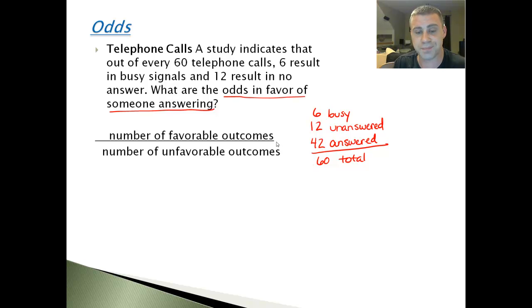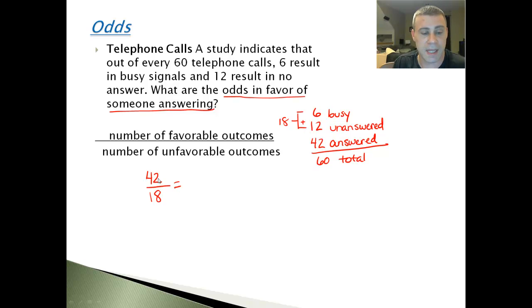Basically, when you add the top and bottom, most of the time it should come out to be whatever your total is. So our number of favorable outcomes are the ones that are answered, so that's 42. And the number of unfavorable, well, 60 minus 42 is 18. Another way to get that is 6 busy and 12 unanswered is 18 when you add it together. If it's busy, it's not answered, and if it's unanswered, obviously it's not answered. So you still count the busy signal ones.